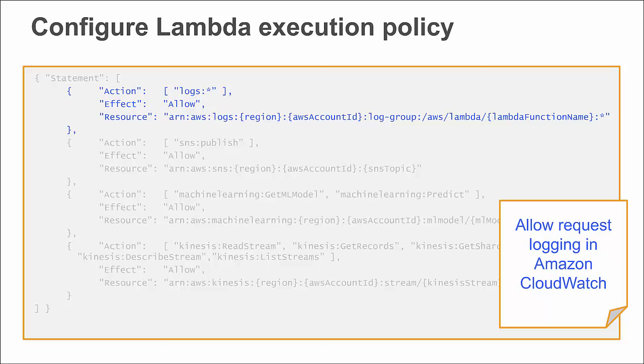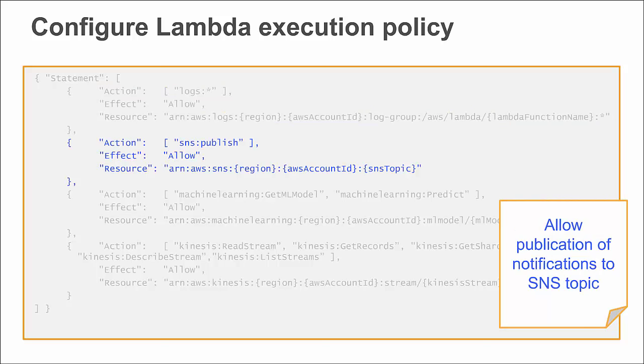We start off by creating a statement that allows our Lambda function to log its requests in Amazon CloudWatch. Next, we have a block that allows our Lambda function to call just one API of SNS, and that is Publish. So it can write to an SNS topic, and it's a topic that we specify, not any arbitrary topic. And that's all this function can do with SNS.